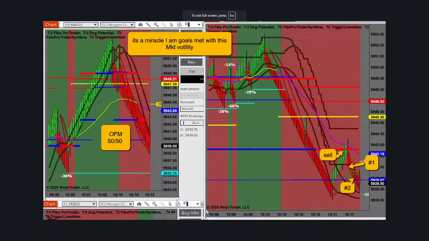All right, it's a miracle I am goals met with this market volatility. Is it? Odds favorable, 50-50, perfect entry, smart exits. Andy, I don't think it's a miracle at all. I think this is some amazing chart reading. This is rooted in advantages, and you did everything in the right spot, and it made it easy. Don't you undersell the work that you've put in, because that's pretty outstanding.